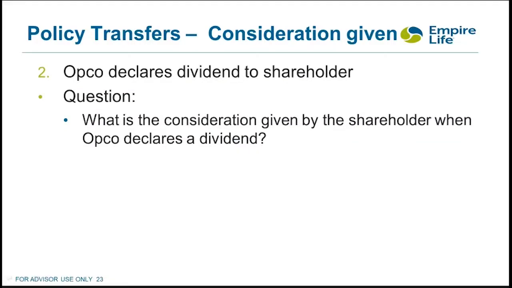A second way to perhaps transfer the policy to the shareholder is for OpCo to declare a dividend to the shareholder. It's possible to reduce or eliminate the taxable benefit if the policy is transferred by means of a dividend payable in kind. The amount of the dividend would have to be equal to the fair market value of the policy. However, the declaration of a dividend does not stop the application of subsection 148(7).